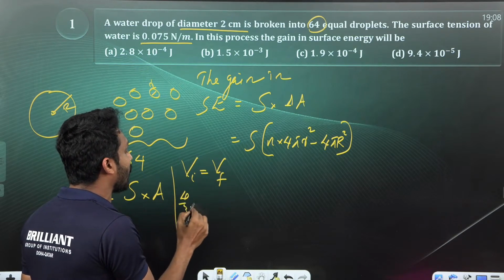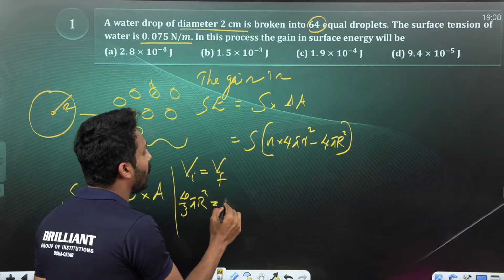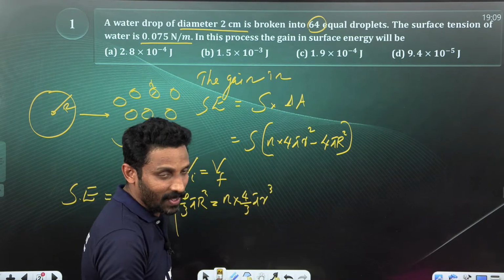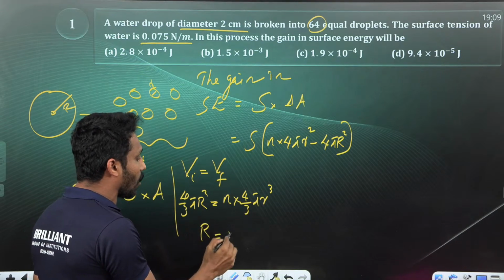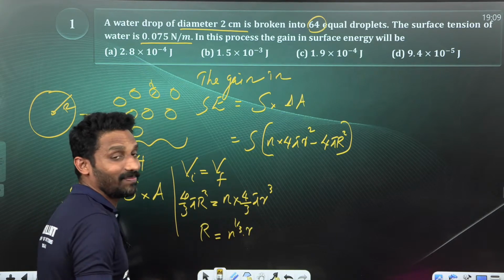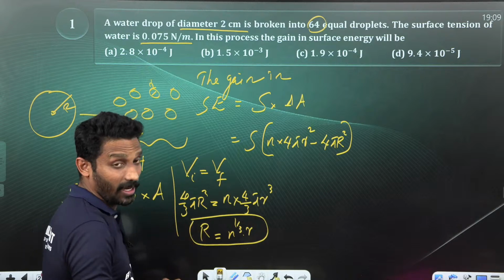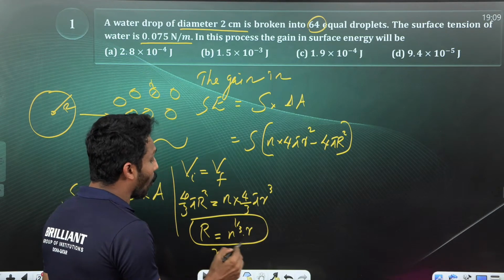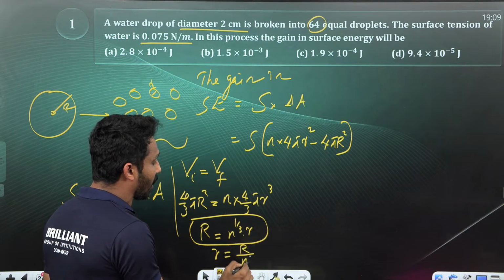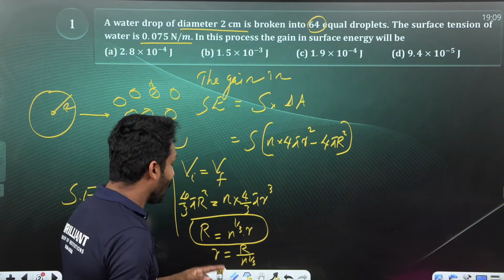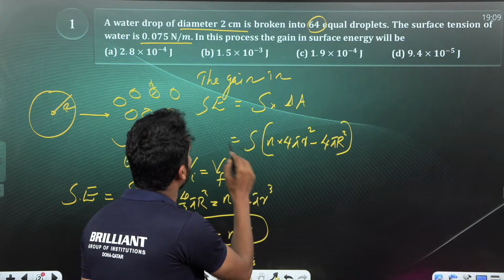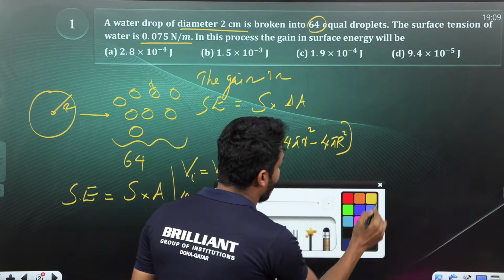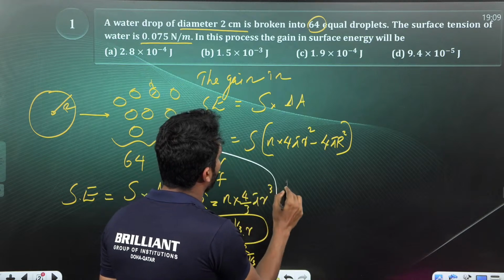We get 4 by 3 pi R cube is equal to n times 4 by 3 pi small r cube, which gives R is equal to n raised to 1 by 3 into small r. This is the connection between those radii. Now this small r is equal to capital R divided by n raised to 1 by 3. Now we put small r square into the gain in surface energy.